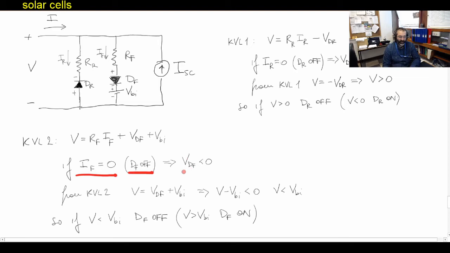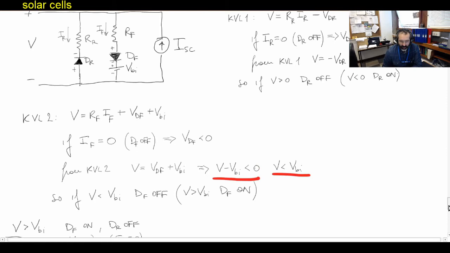And then from KVL2, we can drop this term. And so V must be equal to this quantity. So under the assumption we are working with, that is IF is zero, and so DF is off, VDF must be negative. But VDF from here is V minus VBI. So V minus VBI must be negative. And so V must be smaller than VBI. So, concluding, we realize that if V is smaller than VBI, DF must be off.